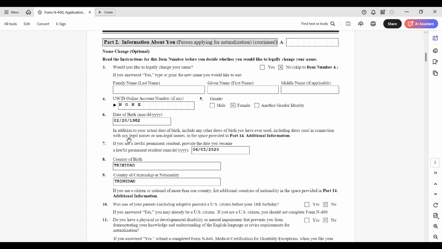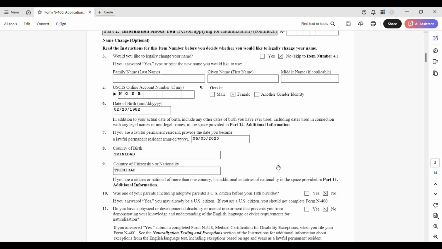Read as you go along to make sure that you are providing the required information. In addition to your actual date of birth, include any other dates of birth you have ever used, including dates used in connection with any legal names or non-legal names, in the space provided in Part 14. Part 14 is where you provide all additional information if you are not able to provide them in this section of the form. If you are a lawful permanent resident, provide the date you became a lawful permanent resident.